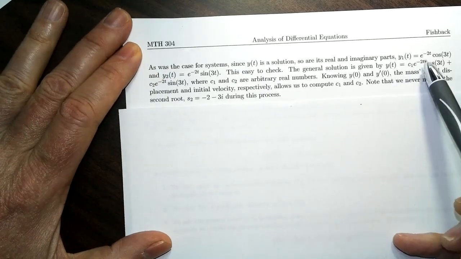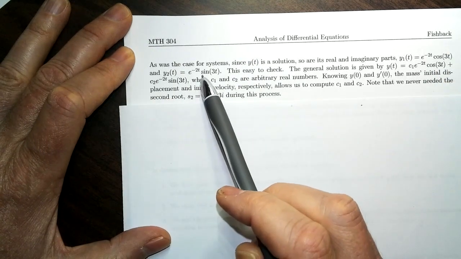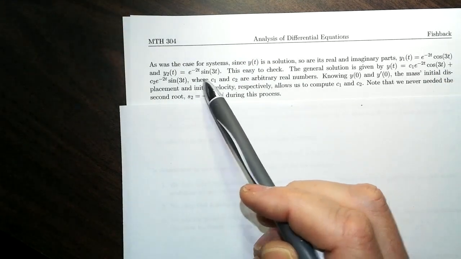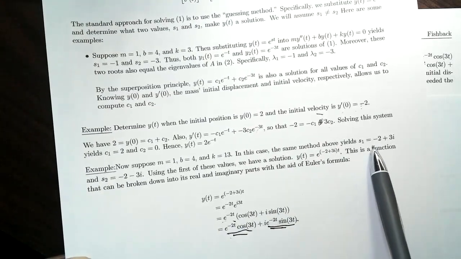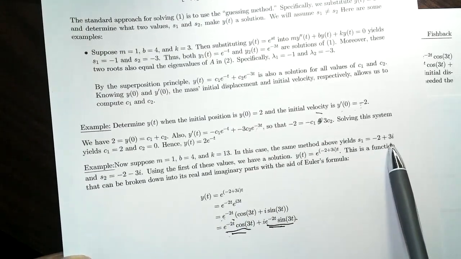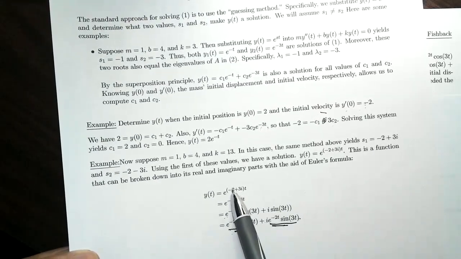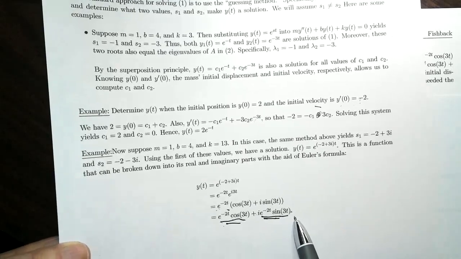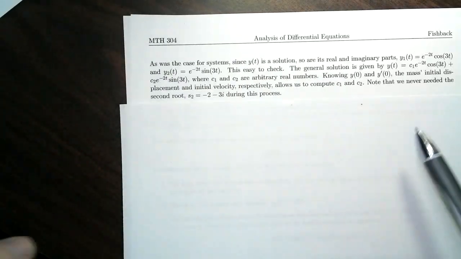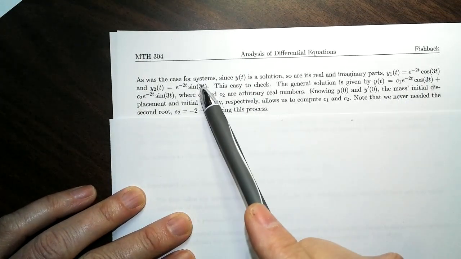This differential equation, using these values of m, b, and k, we could actually substitute them in and check. So that means we have two solutions, e to the negative 2t cosine 3t and e to the minus 2t sine 3t. Now again, we got those by using the one complex value minus 2 plus 3i. We didn't have to use the other one. We substituted this in and broke things down into the real and imaginary parts using Euler's formula. So that means that this is a solution, as is this.